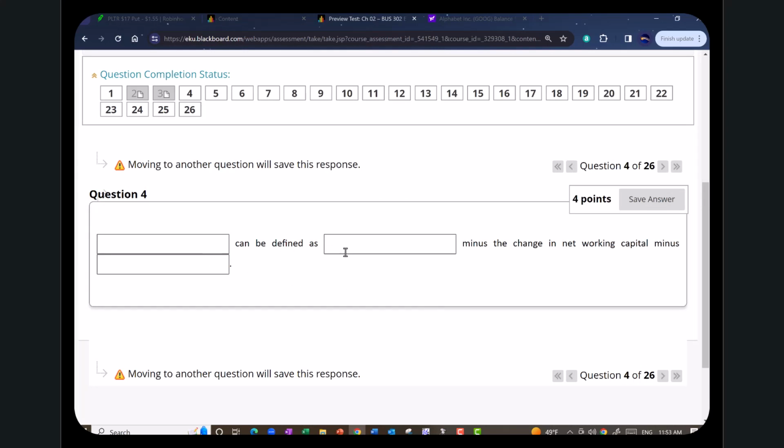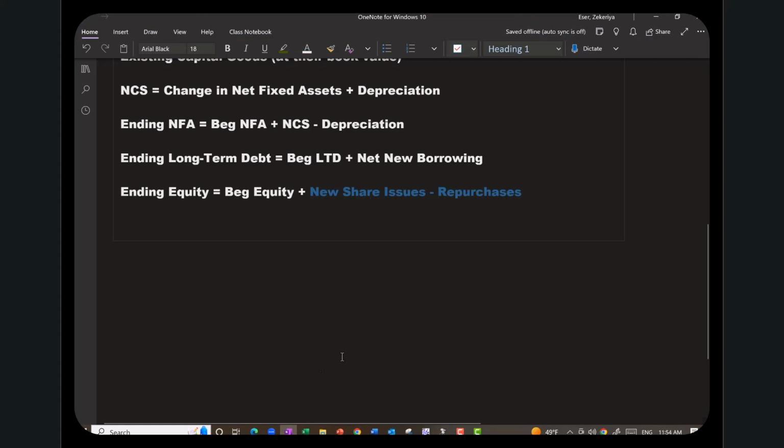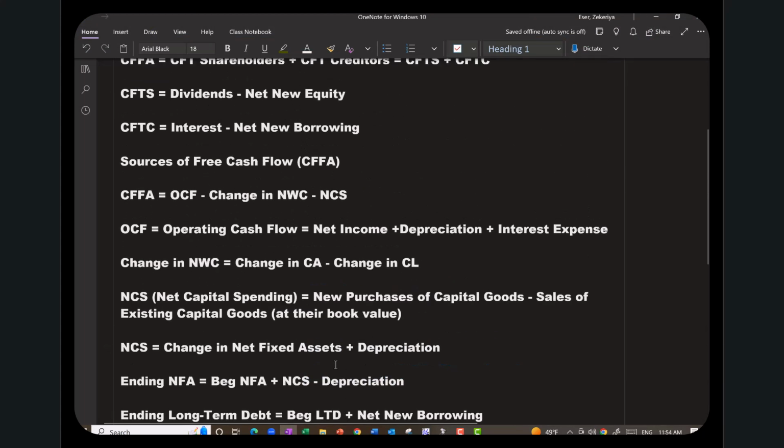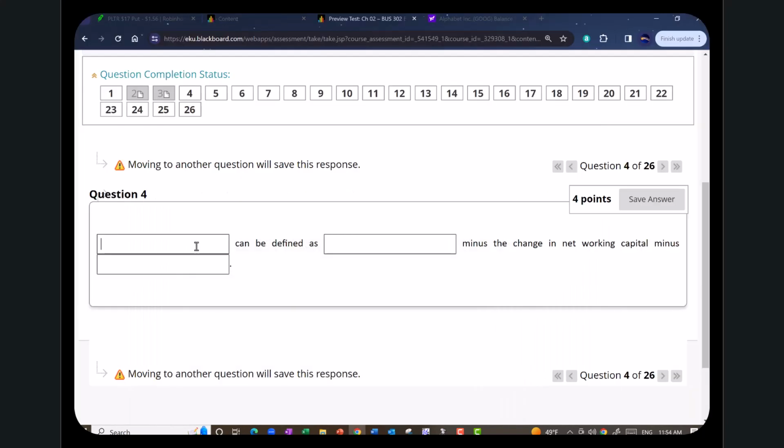Something can be defined as blank minus change in the net working capital minus something. Have you seen a definition like that? That has minus change in net working capital. Cash flow from assets. Exactly. So CFFA can be defined as something minus. Well, you know what that is. OCF, and another minus is NCS.